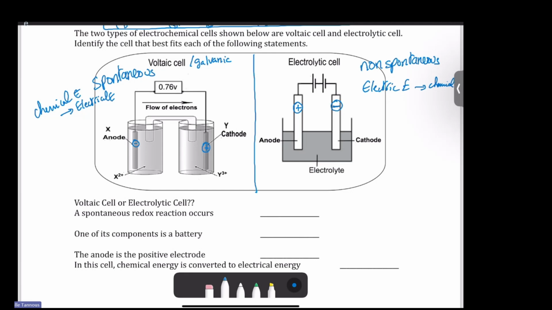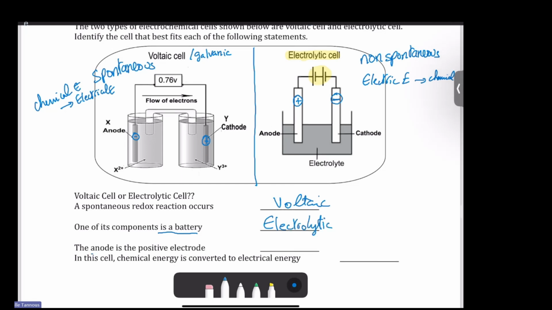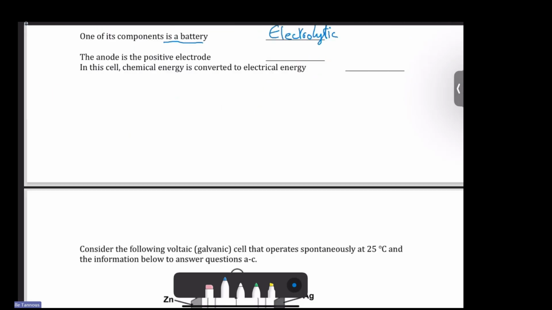So a spontaneous voltaic cell, one of its components is a battery. The electrolytic cell requires the presence of a battery to start and initiate a chemical reaction. So it's the electrolytic cell. The anode is the positive, in the electrolytic cell. And chemical energy is converted to electrical in the voltaic, also known as galvanic, cell.